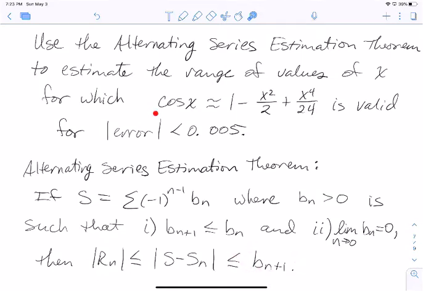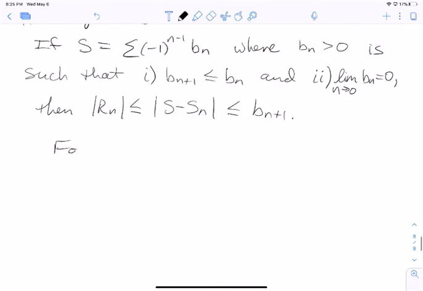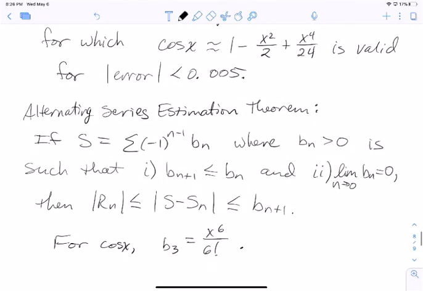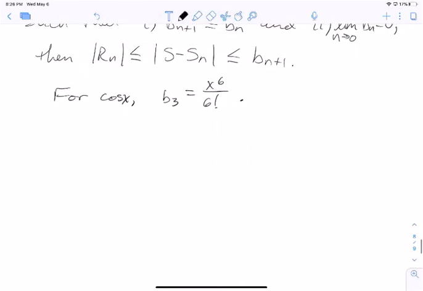So here, the cosine of x is being approximated by 3 terms, and the first neglected term would then be x to the 6th over 6 factorial. In other words, for the cosine of x, b sub 3 is equal to x to the 6th over 6 factorial. And the reason it's b sub 3 and not 4 for the fourth term is that we start our counting at 0. Remember, we have the 0th term, the first term, and then n equals 2. So here we're looking at b sub 3. That's where n equals 3.